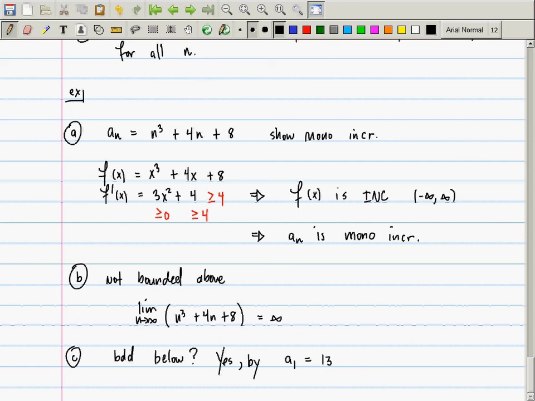What can we conclude? It should be resounding. Nothing. We can conclude nothing. What am I trying to get you to say? We showed it's monotone increasing and bounded below. What does that mean? That means nothing. What if it was monotone increasing and bounded above? Then it would converge.